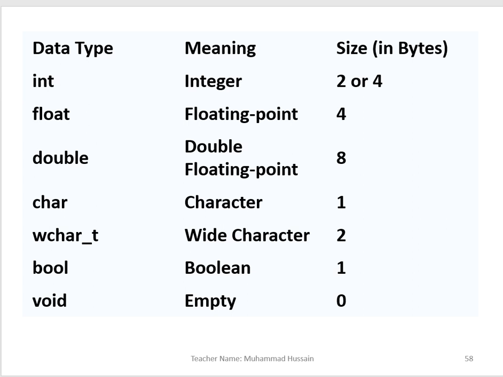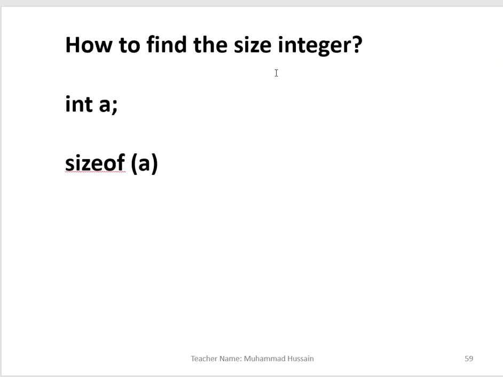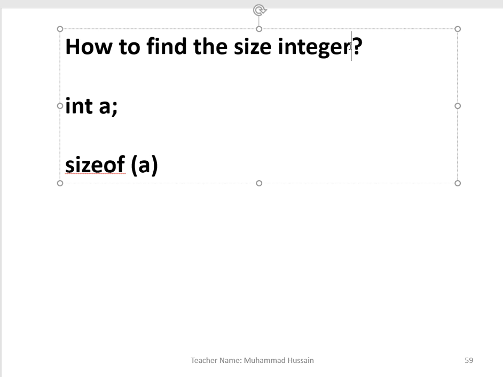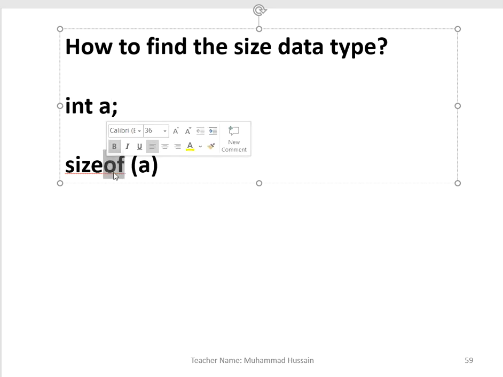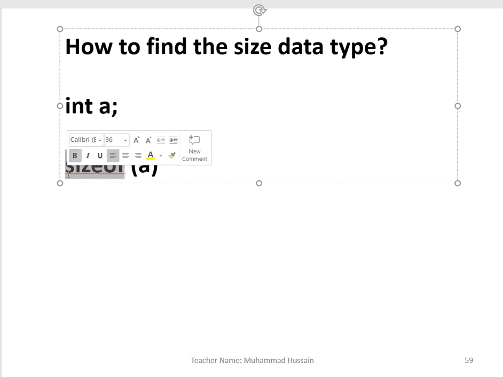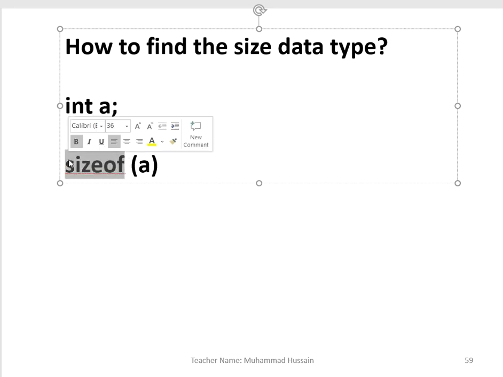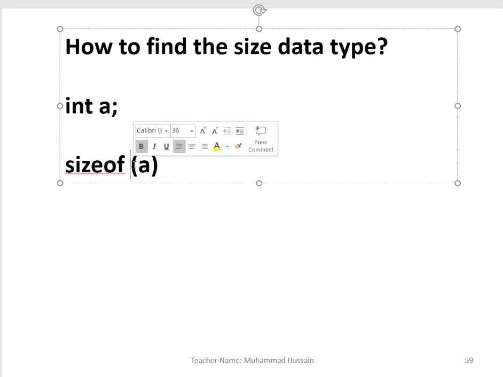Okay, the question is how to find the size of an integer or data type. Better to write data type here. Okay, so now as you know this is the declaration: integer, and a is a variable, so the word you can use is sizeof. This is actually a method or function. You write this text, and after it, in parentheses, you can type the variable.